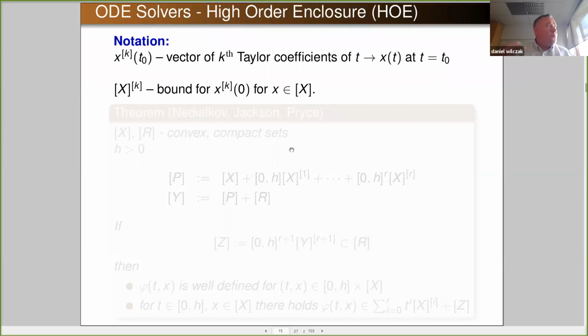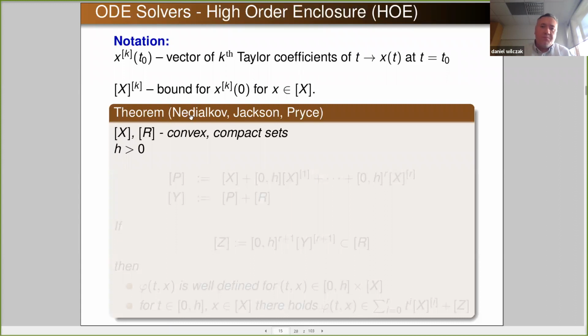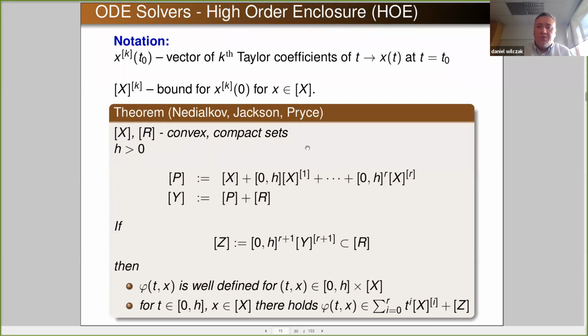And in order to compute a tighter enclosure after the time step, usually we use higher order methods. We can also use higher order enclosures as proposed in a paper by Nedialkov and Jackson. What we just compute is the higher order polynomial approximation to the flow, and on that we build a candidate for enclosure, and then we validate it by checking just this inclusion.